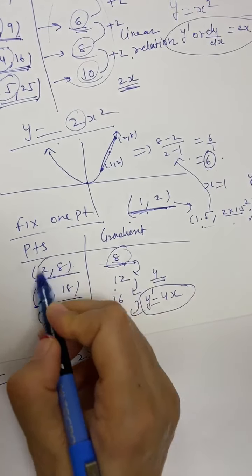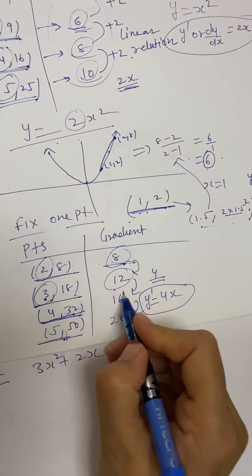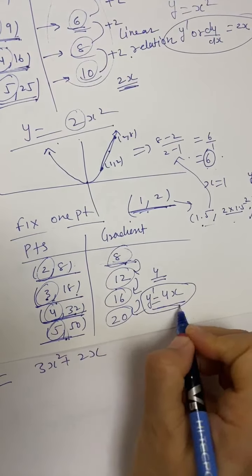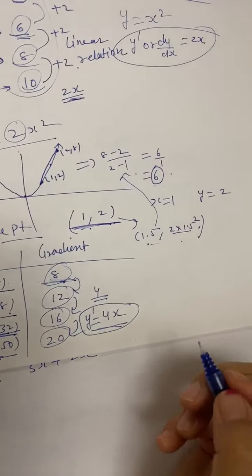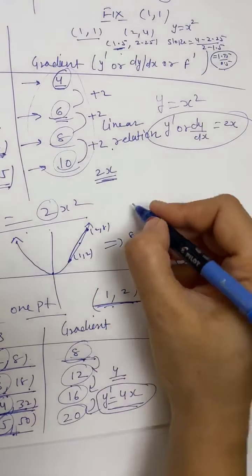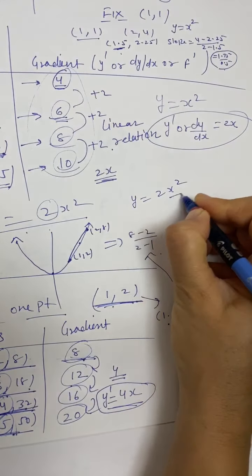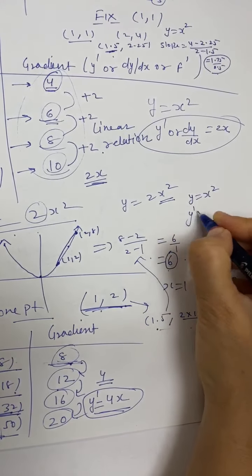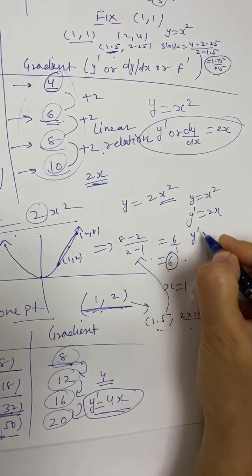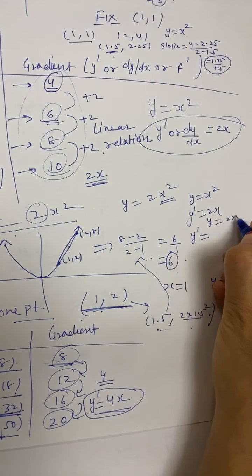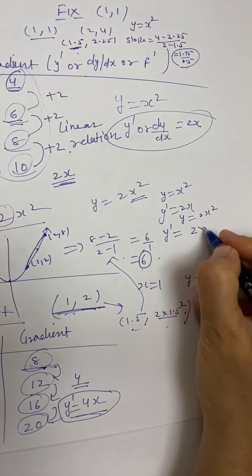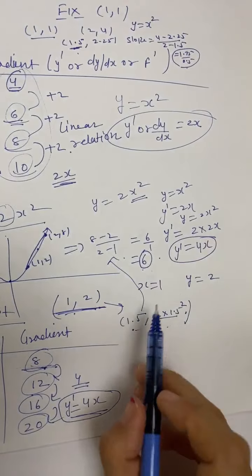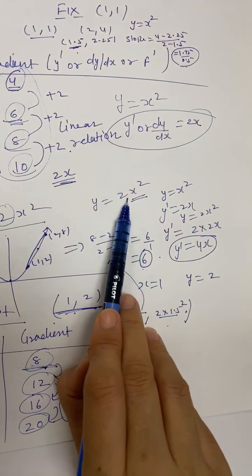And again 8 is 4 times 2, 12 is 4 times 3, 16 is 4 times 4, 20 is 4 times 5. Another way of looking at the derivative of y is equal to 2x square, which is quite easy, is also, we know the derivative of x square. We know if y is x square, y prime is 2x, then y prime for 2x square is going to be 2 times 2x, so that is 4x. So this is how you can also find out the derivative of any function.